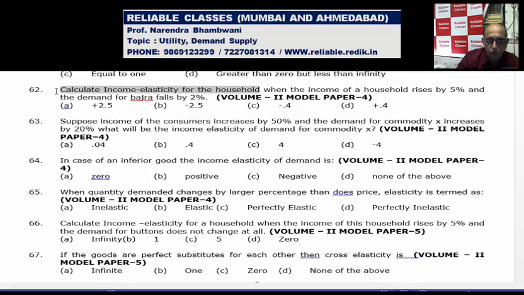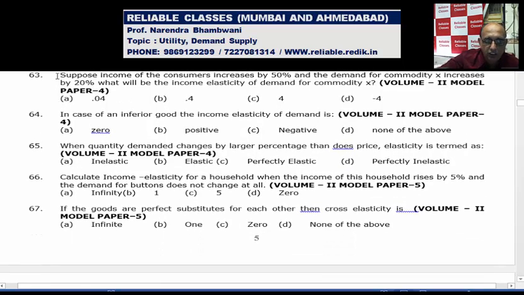Calculate income elasticity for household when income of household rises by 5% and demand for bajra falls by 2%. So bajra demand fell 2% by 5% is 0.4. Obviously it will be negative 0.4 because income is rising and demand for bajra is falling. It is considered to be an inferior good. When people start getting more money, they stop eating bajra and start eating better things.